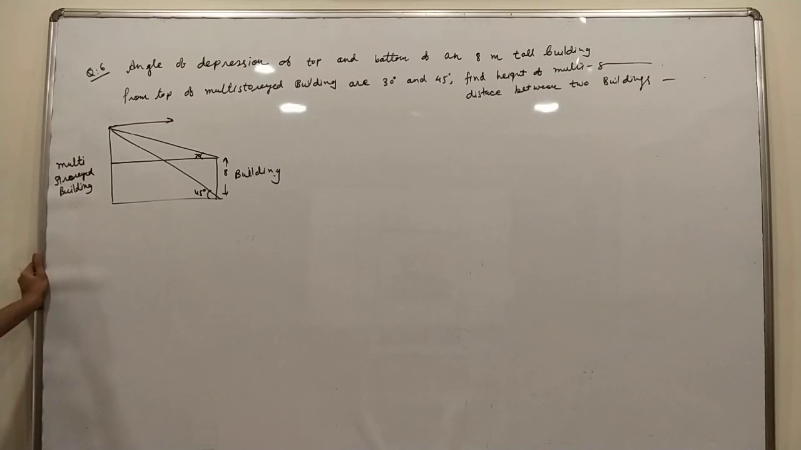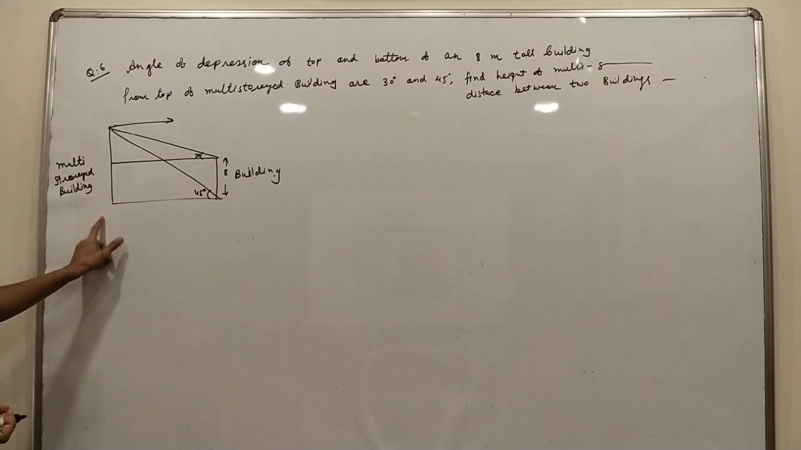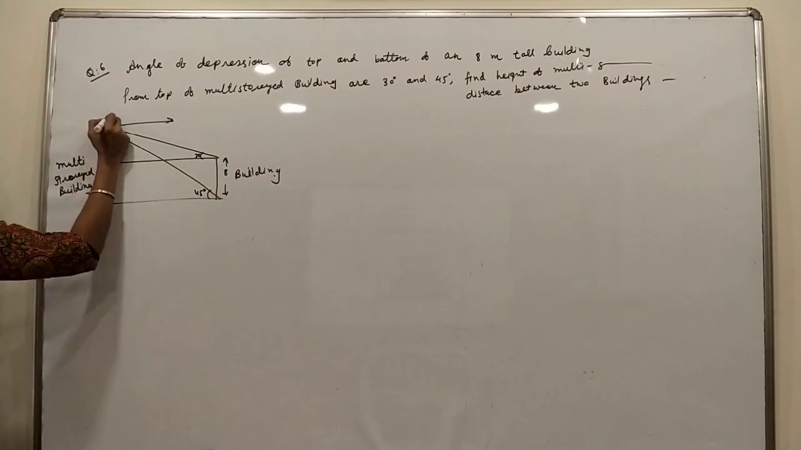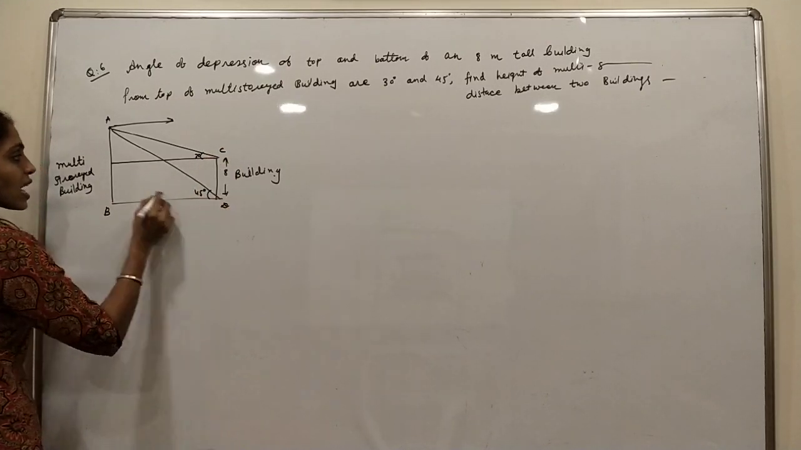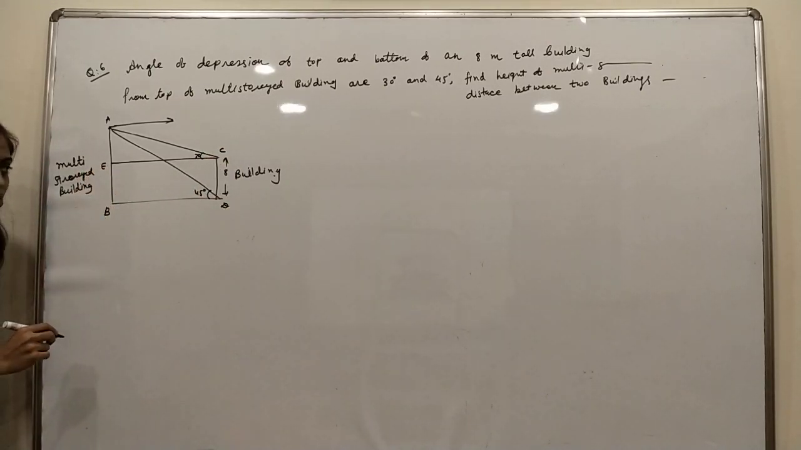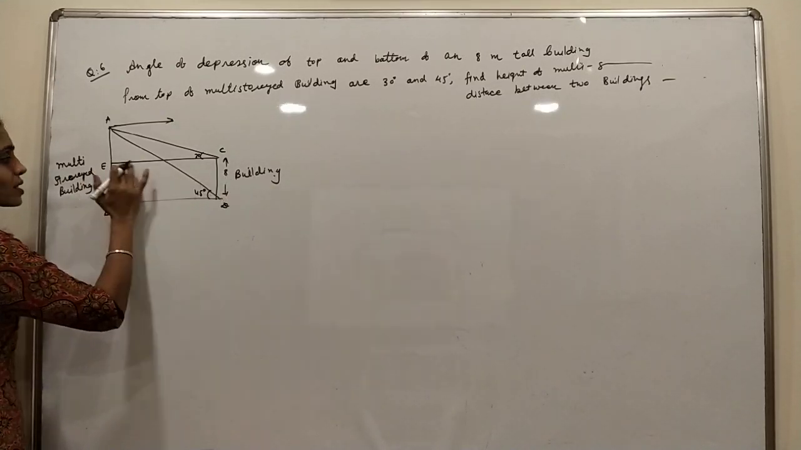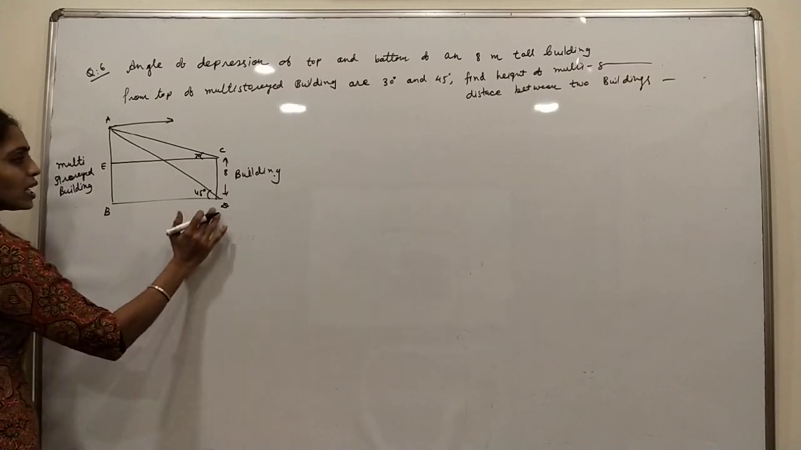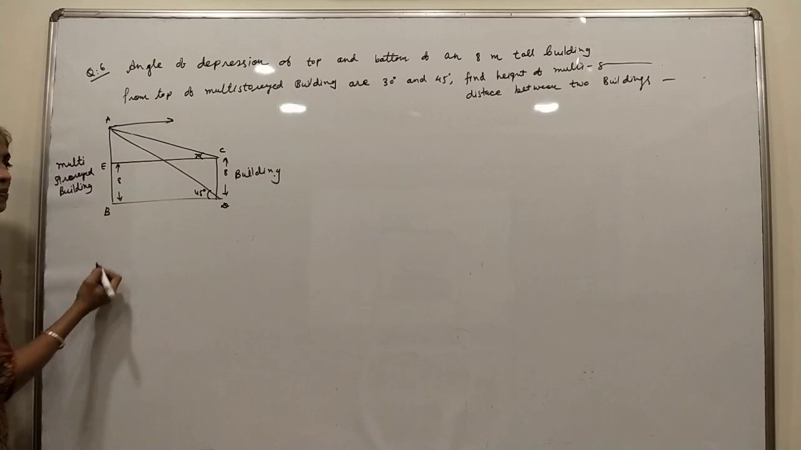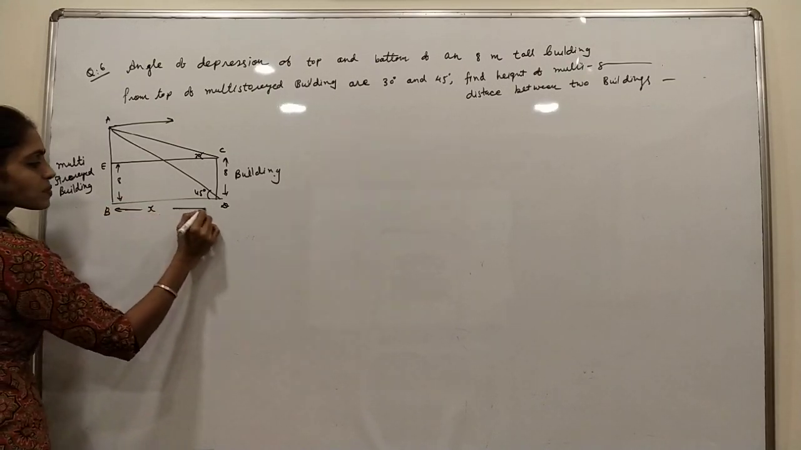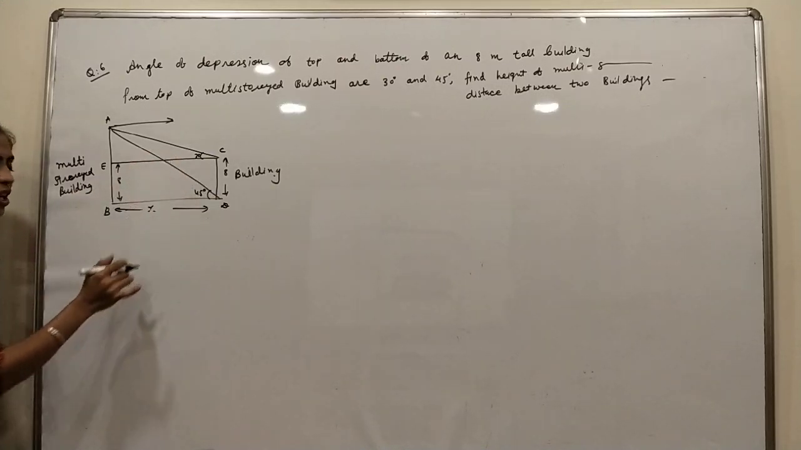Find the height of the multi-storied building and the distance between the two buildings. Let the height of the multi-storied building be AB, the building be CD, and this is point E. Okay. Now EBDC is a rectangle, so opposite sides are the same. 8. Let BD be x. x to x side. Opposite sides of the rectangle are equal.